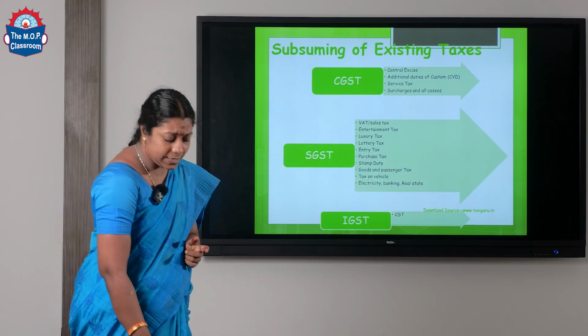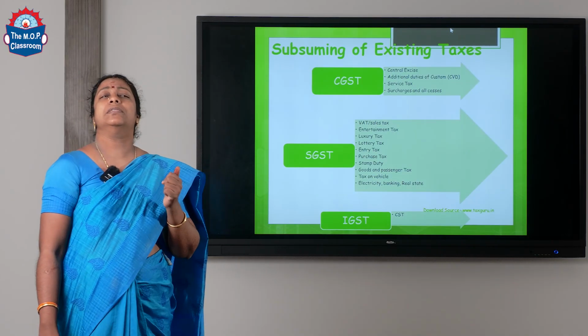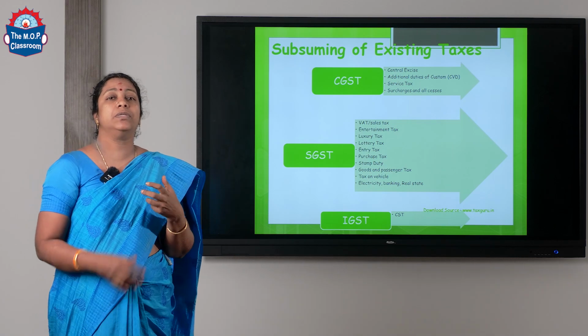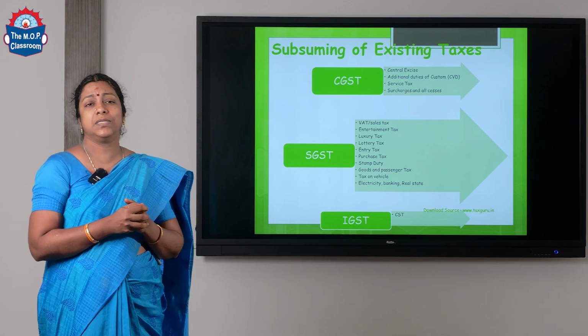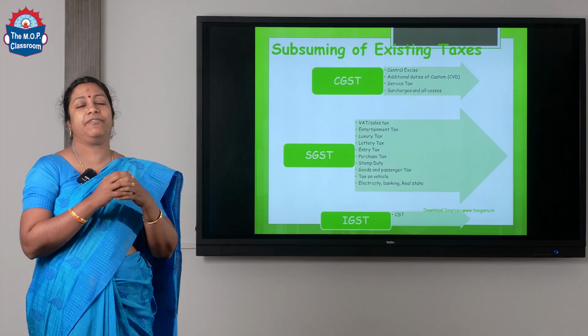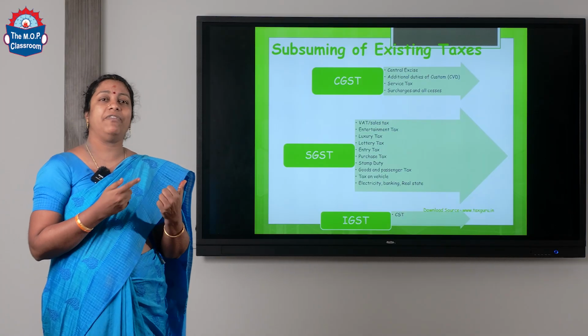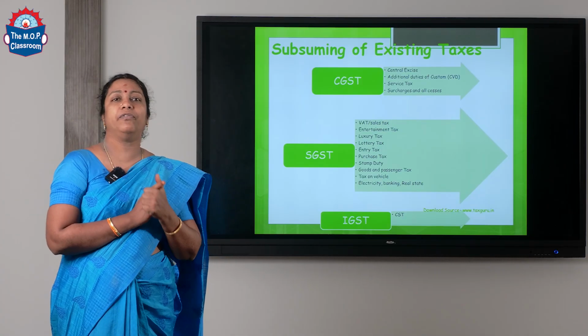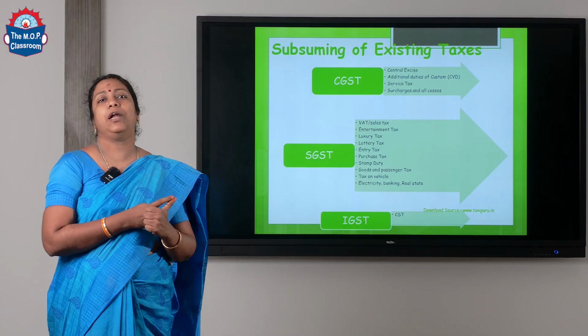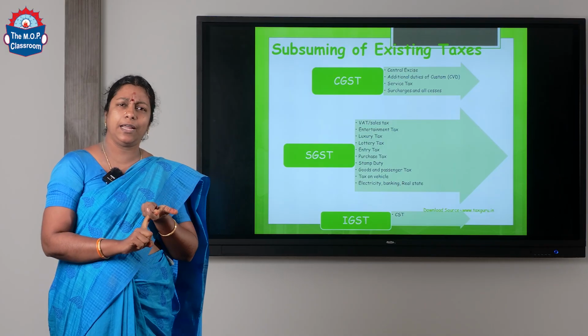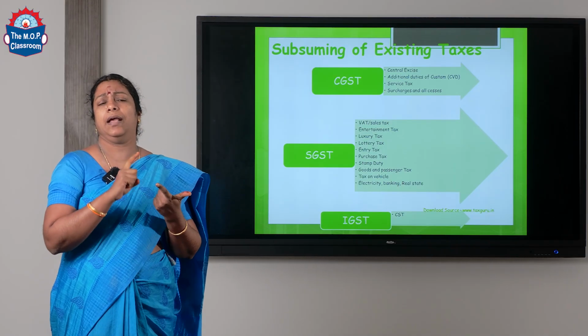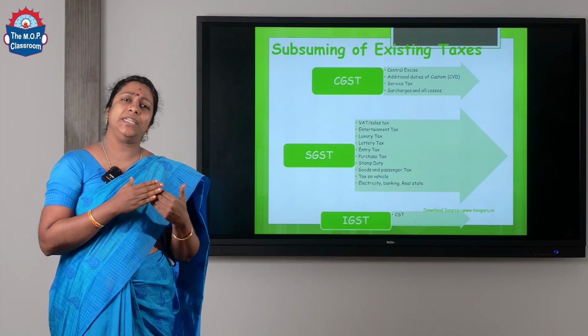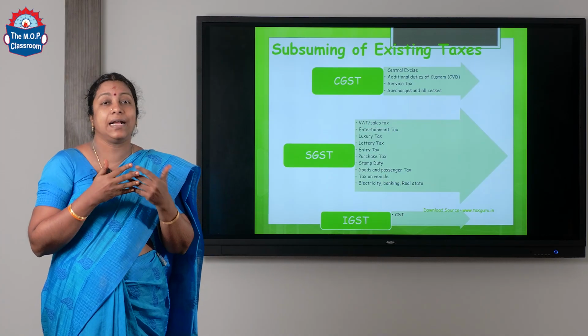Next, as I said, the subsuming. Okay. Subsuming means earlier there were more than 13-14 tax systems. Each and every state has a different tax system. Let us take value added tax. In Tamil Nadu we had TNVAT, Tamil Nadu value added tax. In Andhra they had APVAT, Andhra value added tax. So, each and every state had a different tax system.